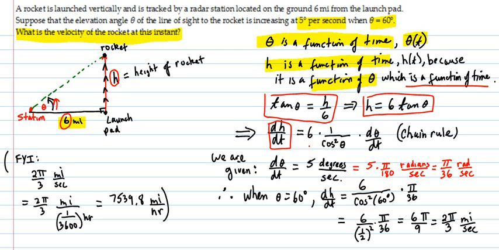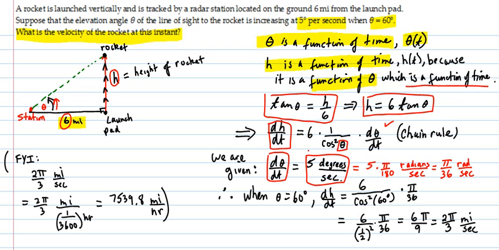So it's 6 times the derivative of tangent, which is 1 over cosine squared, times the derivative of the inside. The inside is the theta function with respect to time. So that's the chain rule in action. We are given that the derivative of the angle with respect to time, in other words, the rate of change of the angle with respect to time when we're at 60 degrees, is 5 degrees per second.